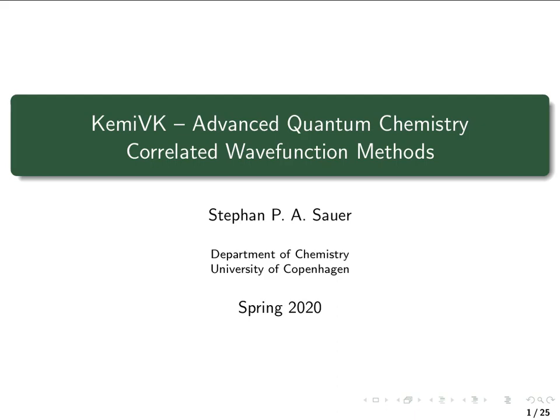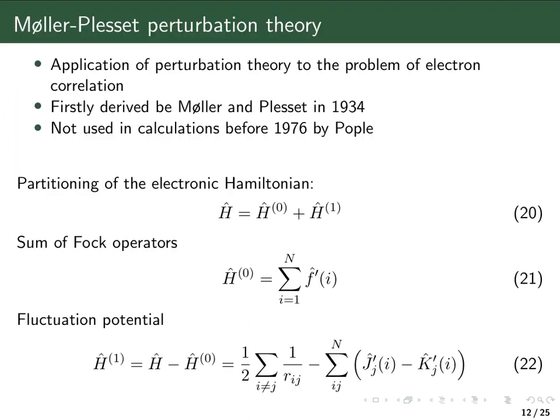Welcome to Advanced Quantum Chemistry and my third lecture on correlated wave function methods. In this lecture I will talk about Møller-Plesset perturbation theory. Møller-Plesset perturbation theory is the application of normal perturbation theory to the problem of electron correlation.